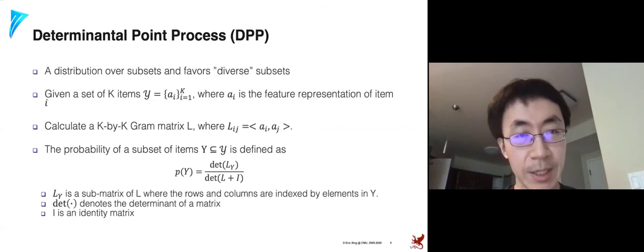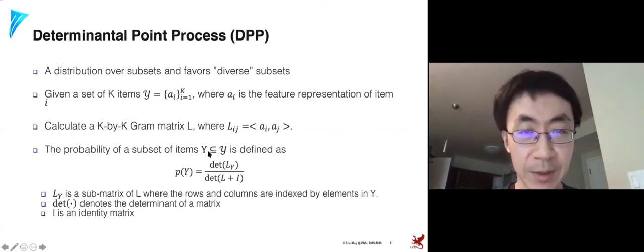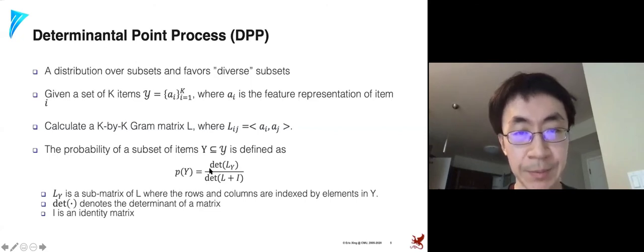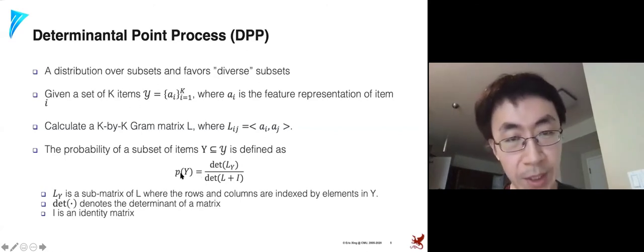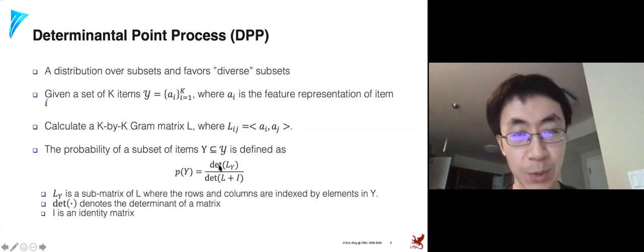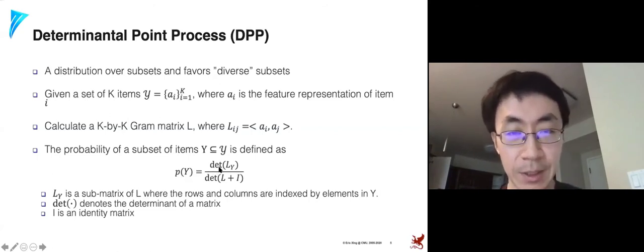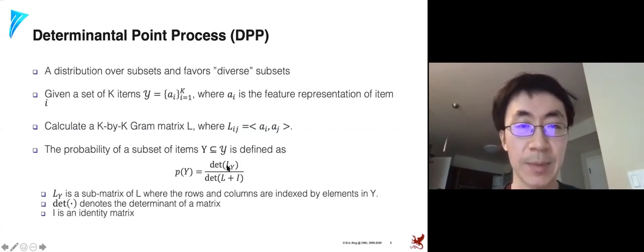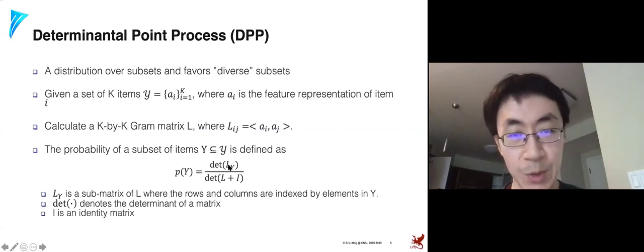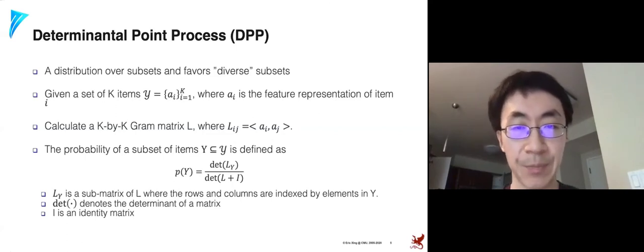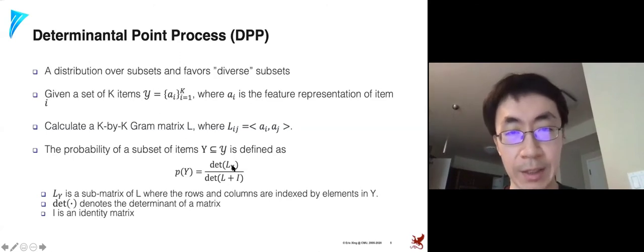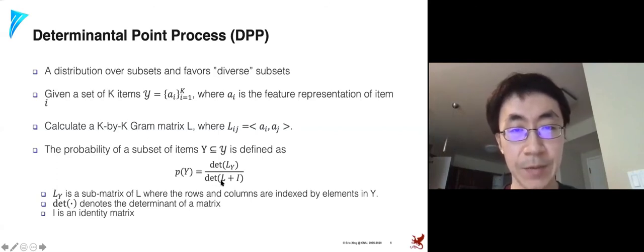Then given a subset Y, which is a subset of the calligraphic Y, how can we define this DPP? It is given in this equation. The probability over this subset is the ratio between these two quantities. On the numerator, it's the determinant of a submatrix of L. In the submatrix, the rows and columns are indexed by the elements in the subset Y. I'm going to show you an example later on. And on the denominator, it's the determinant of the gram matrix L plus identity matrix.